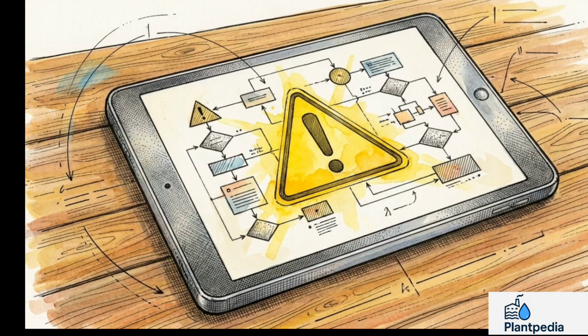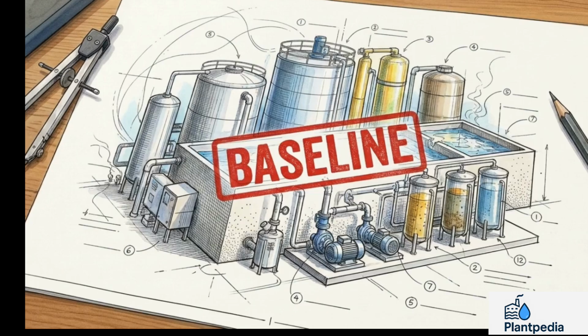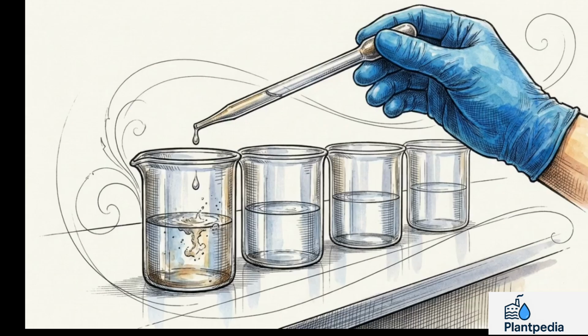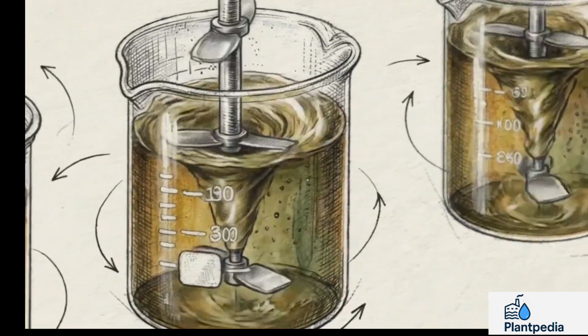But there is a vital engineering caveat here. This theoretical matrix only provides a baseline starting point. It is not the final operational answer. Theoretical selection must be backed by empirical validation. This is done through a mandatory procedure known as the jar test.